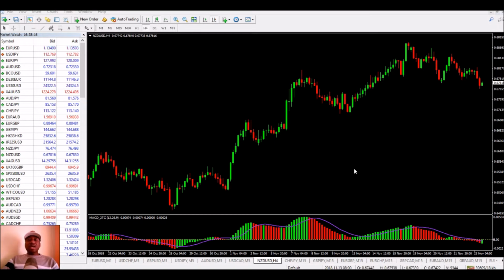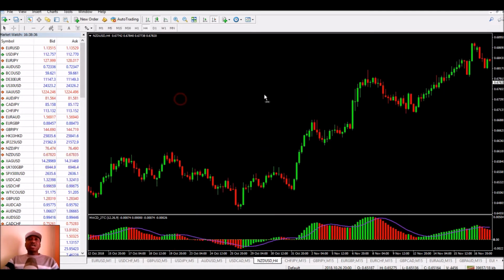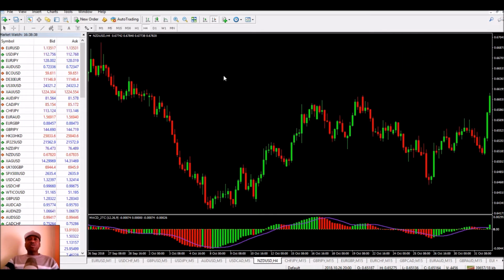This is the same chart I used in my previous video where I talked about the uptrend line. This is New Zealand USD 4-hour time frame. As you can see here, the market is in an uptrend, so we have to look for where the market is in a downtrend where we can plot our downtrend line. So we have to move backward and see.